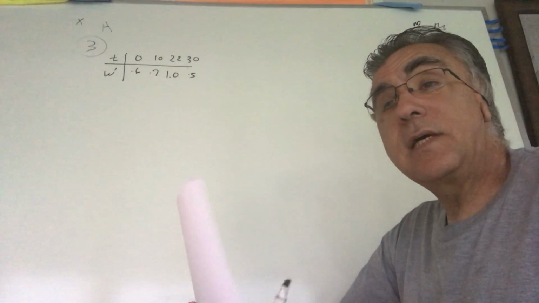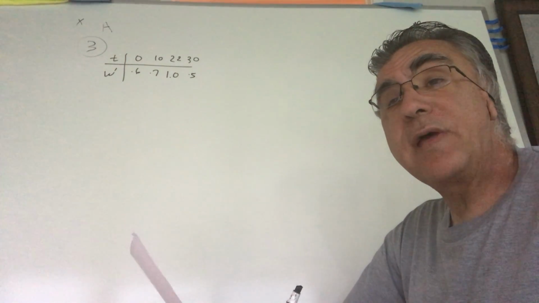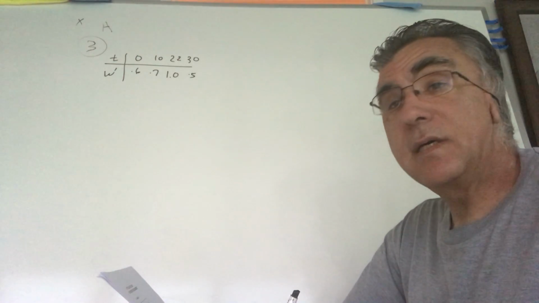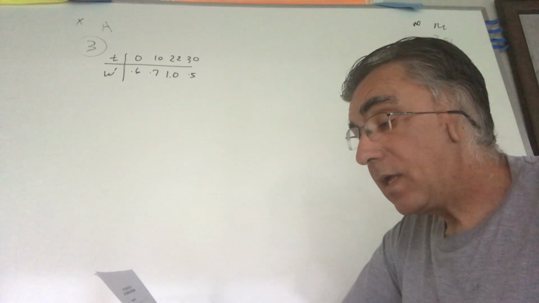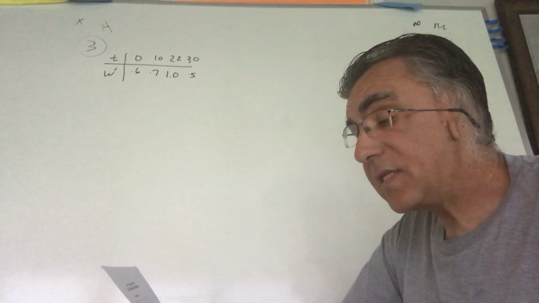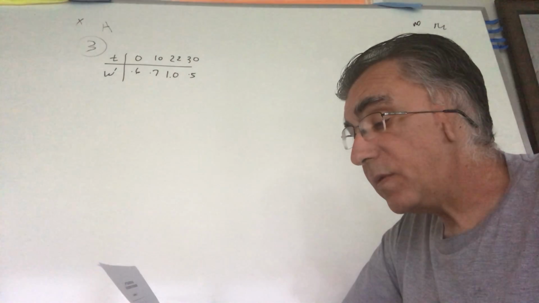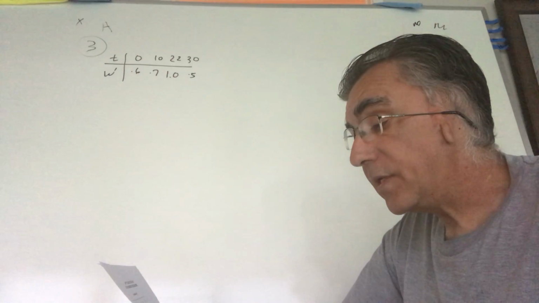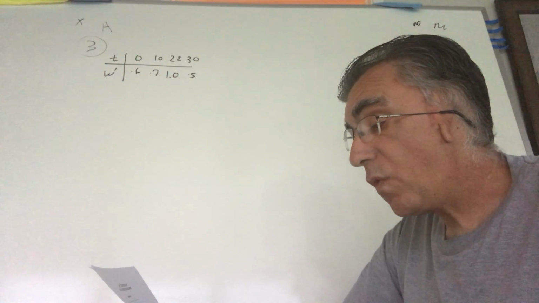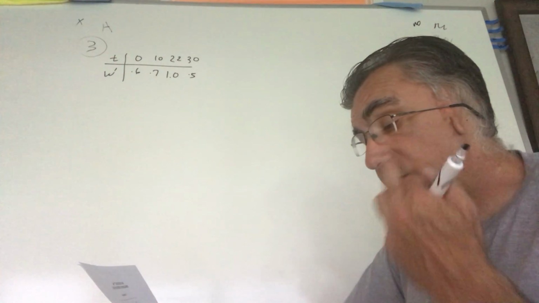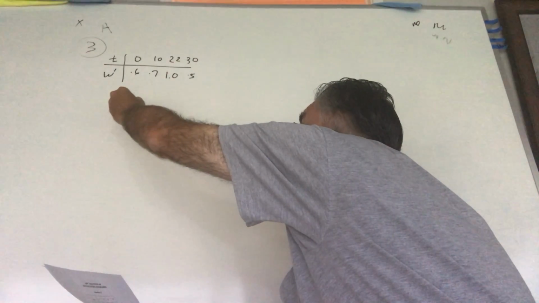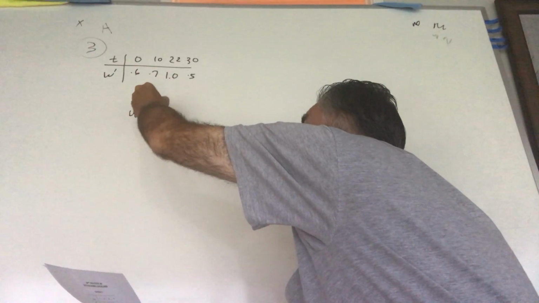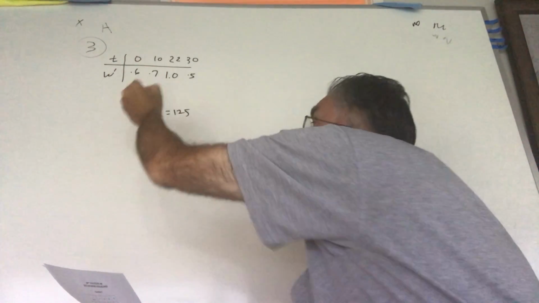Okay, let's do the exam, number 3. First question, find the tangent line to W at 30. Now, we are told that W of 30 is 125. So W of 30 is 125. This is A.